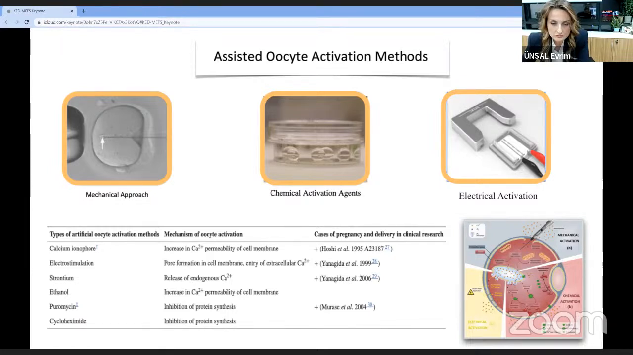Electrical activation usually involves the direct application of a voltage current, inducing charged lipid bilayer, protein migration, and pore formation in the membrane, enabling extracellular calcium influx into the oolemma.